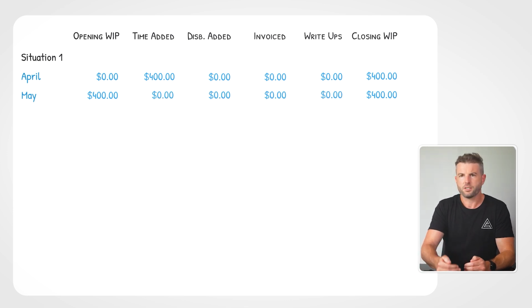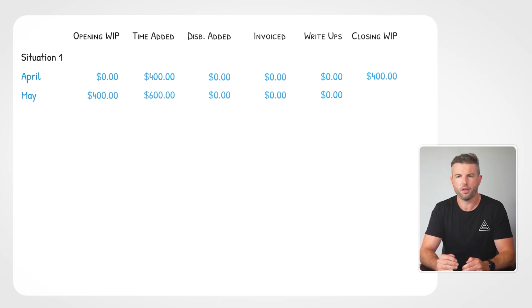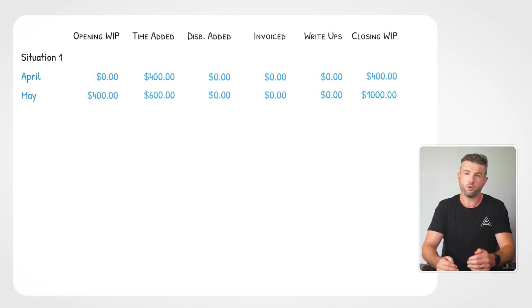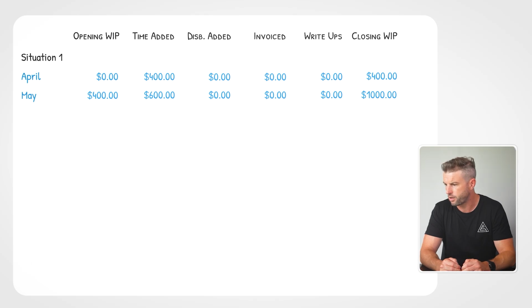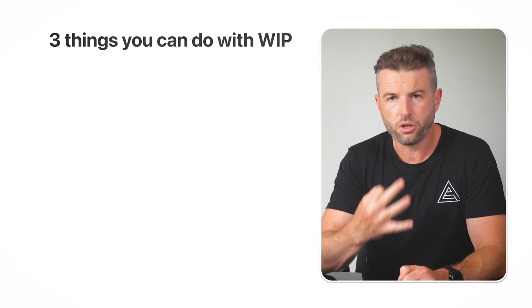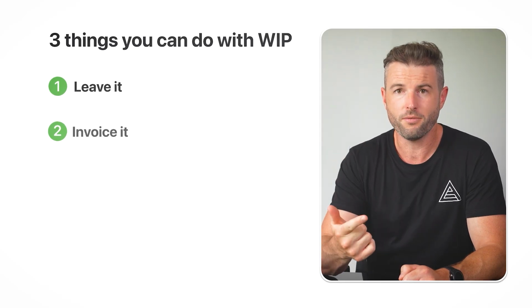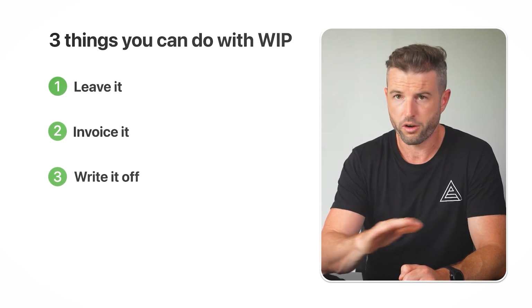Now let's say we do another $600 of time, so another 6 hours. So then we'd see $400 of opening WIP, time added is $600, giving us $1,000 of work in progress. So as you see, we've added the WIP from the previous month to the WIP in the current month, giving us $1,000. Now there's only 3 things you can do with work in progress. You can leave it, you can invoice it, or you can write it off. Those are only 3 options.